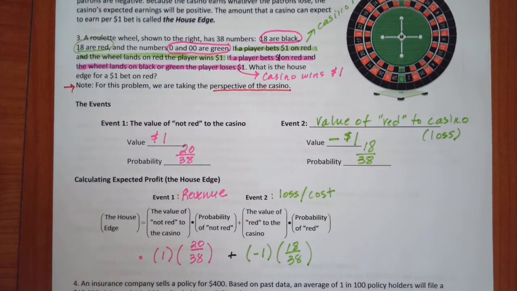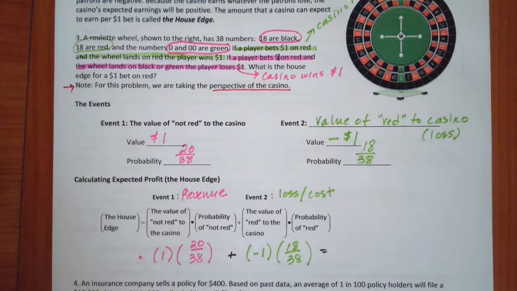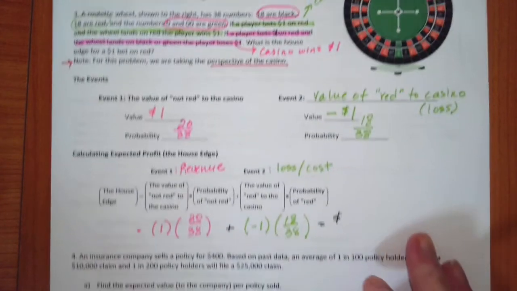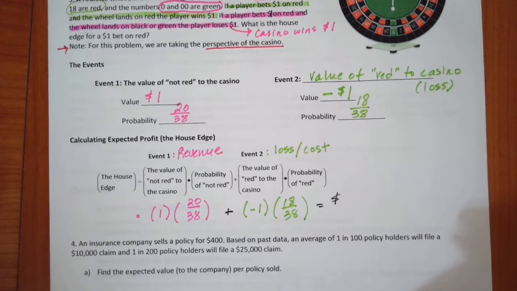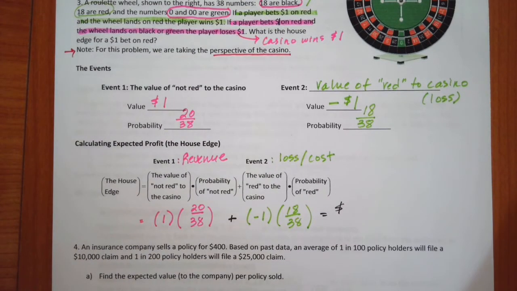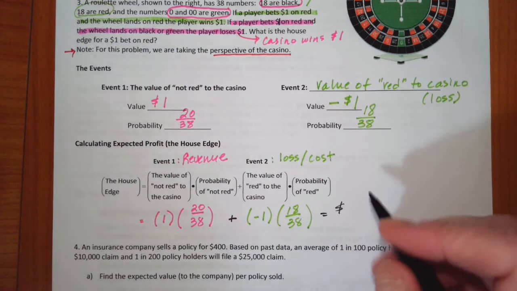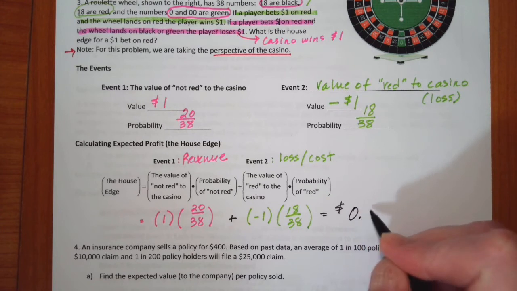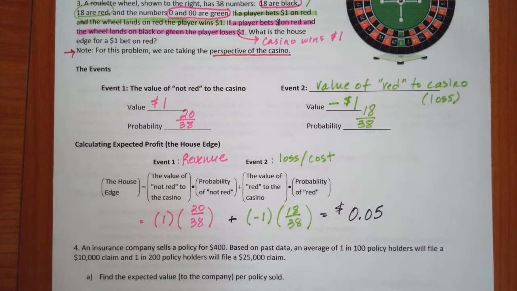So when you multiply this all out, I would do it just like this. I wouldn't convert them to decimals. I'd just do it in my calculator just like that. If you want to convert it to decimals, that's absolutely fine. And I'm going to write my answer as dollars and cents. So this is 0.05.